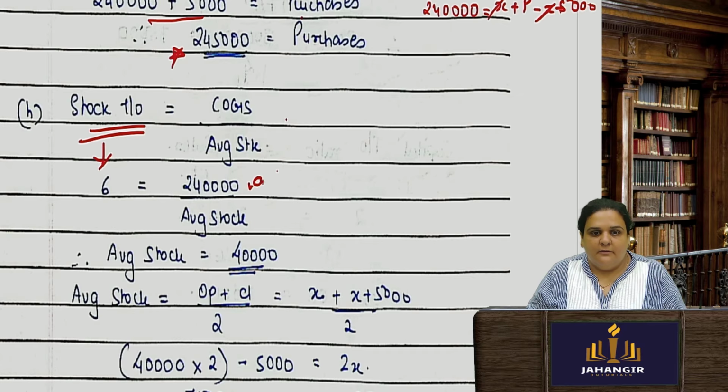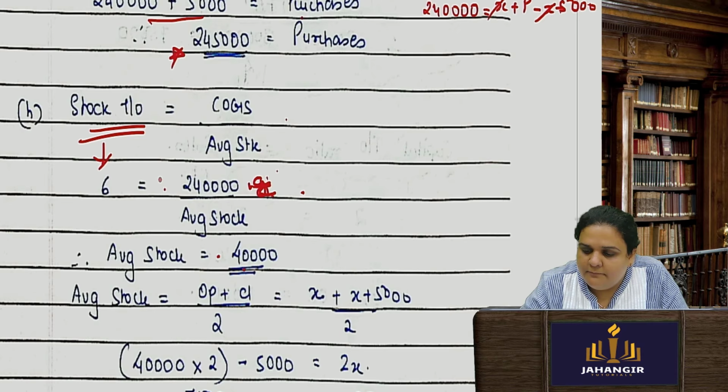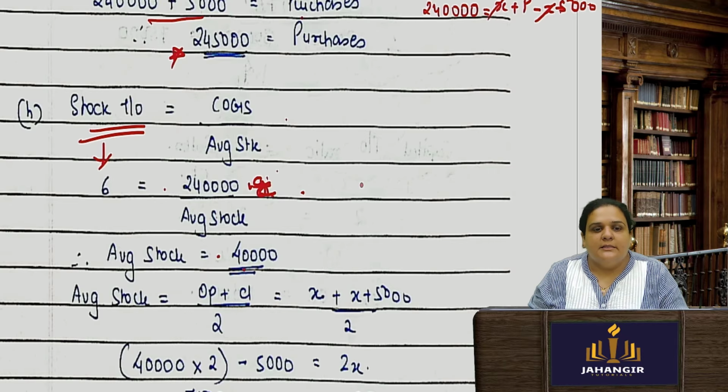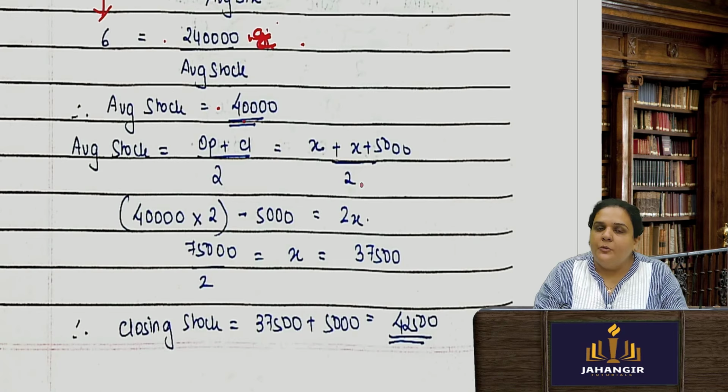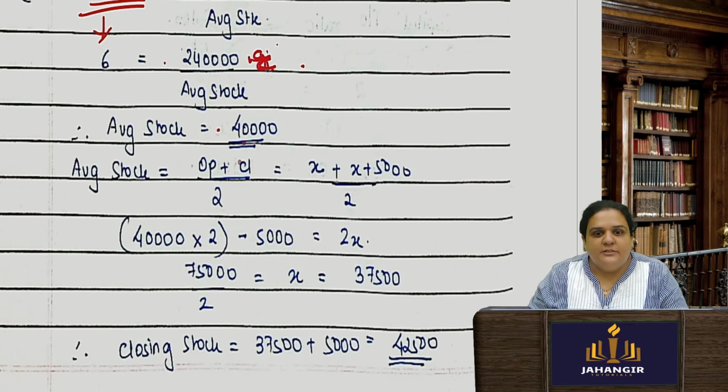COGS is given, we have found out, upon average stock. So average stock is 2,40,000 divided by 6, which is 40,000. Average stock is nothing but opening plus closing upon 2. Opening I had assumed x and closing will become x plus 5,000 upon 2. Right? Now average stock is 40,000.